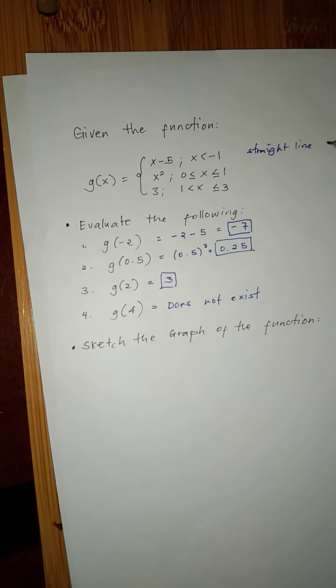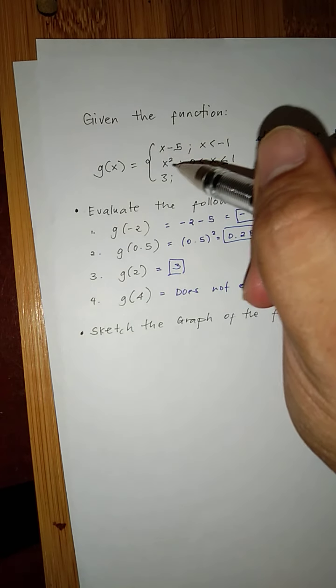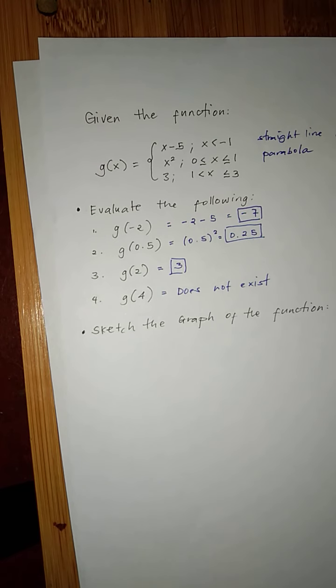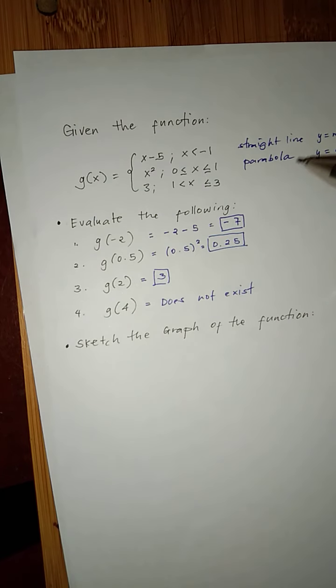If you're familiar with the straight line, it has an equation y equals mx plus b. Then this one is degree 2, so this one is a parabola, y equals ax squared plus bx plus c. And then finally, we have y equals 3. This one is actually a straight line, but a more specific one, the horizontal line. A horizontal line has an equation y equals any constant, or y equals k.